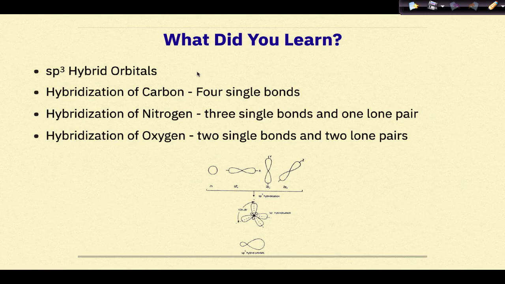So what did you learn in this tutorial? We went through sp3 hybrid orbitals. We talked about the hybridization of carbon forming 4 single bonds, the hybridization of nitrogen, 3 single bonds and 1 lone pair, and the hybridization of oxygen, 2 single bonds and 2 lone pairs.